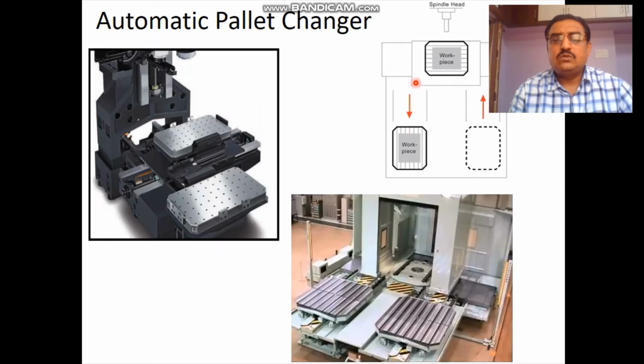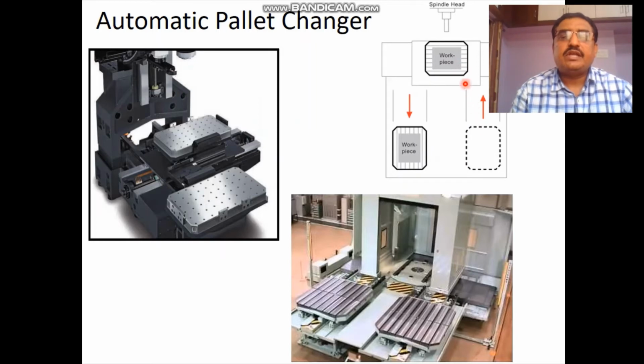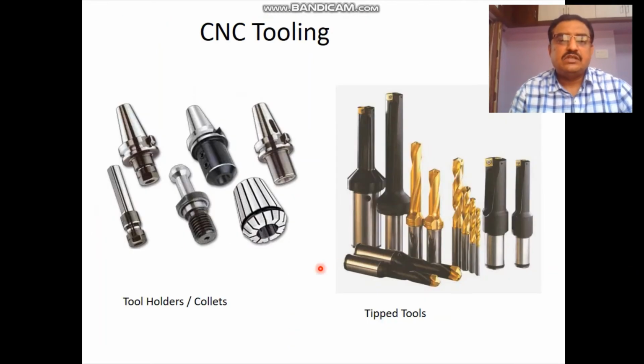Such 2-3 pallets are there, which are shown here in working position. One is here, one is unloading, another is loading, and it is continuously rotating, so that idle time will be decreased by these automatic pallet changers. The toolings are also very precise and accurate.